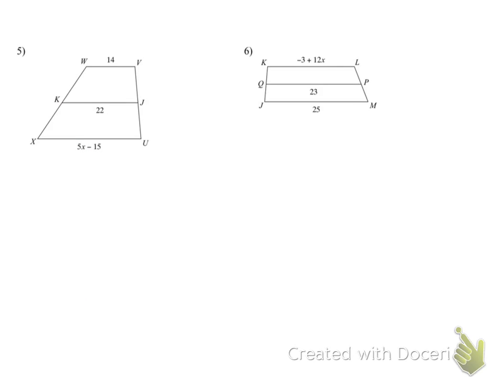So same exact thing, I have my two bases. There's one base, here's another base. This line right here is going to be my midsegment. So I'm going to add my two bases, so I'm going to get 14 plus 5x minus 15 divided by 2 is equal to my midsegment, which in this case is 22.